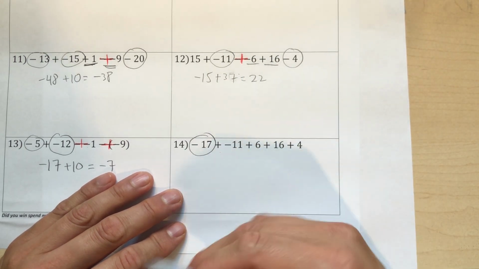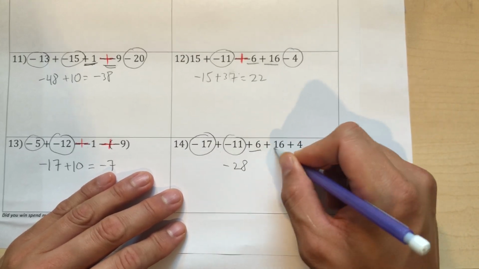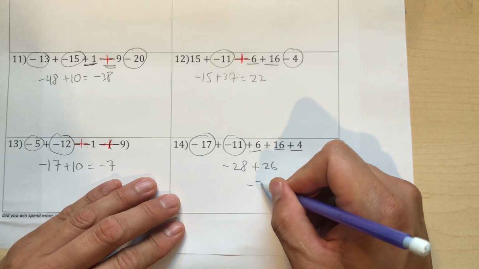So number 14, again, I scanned through it. There is no double negative, so I'm going to proceed. I'm going to collect all the negatives, so that's negative 28. That will give me positive 26, and looks like I lost more than I won, which is negative 2.